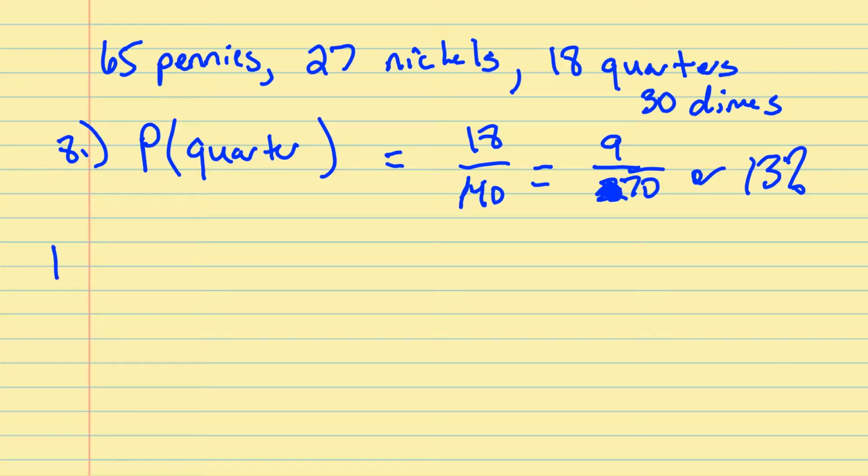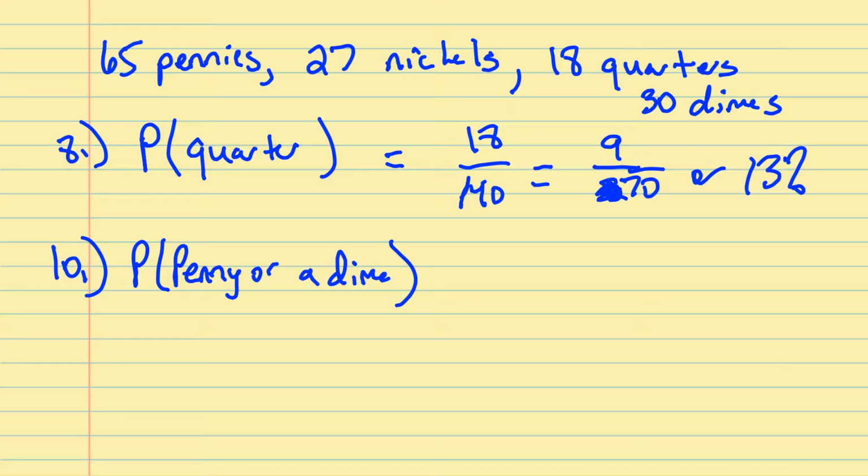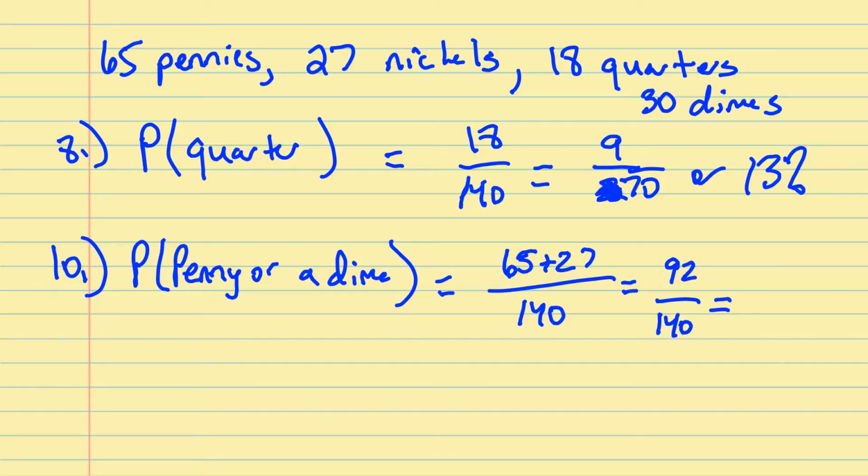Okay. 10, very similar concept. 10 is the probability of having a penny or a nickel. Alright. So that could be penny or a nickel. So I'm going to add 65 plus 27 together because if I pick a penny, it's good, and a nickel, it's good. So I do 65 plus 27 over 140, which is 92 over 140, which is 23 over 35, or that's going to be 66%.